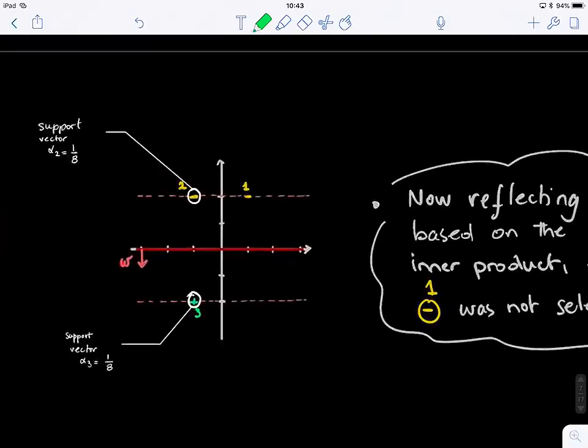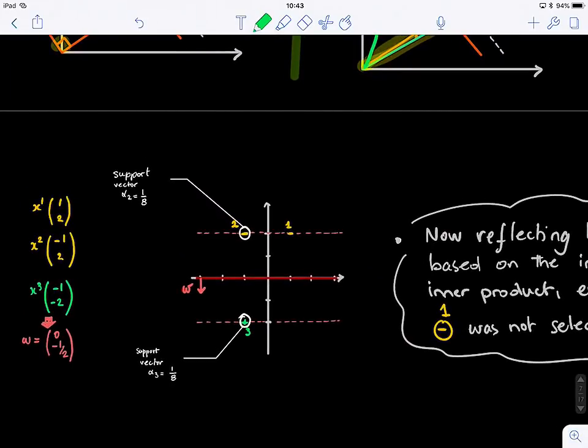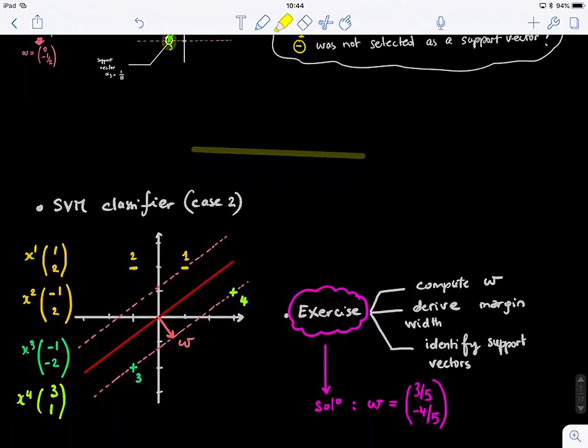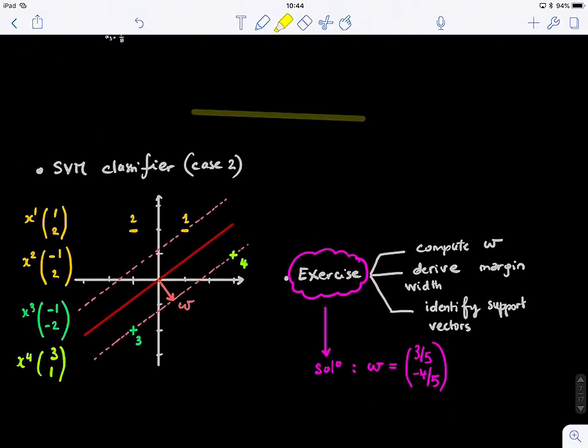So now if you look back at this one, what do you notice? The dot product between these two samples is much larger than the dot product between 3 and 1. And that's why in this case, SVM selected points 3 and 2 as support vectors, and it did not go for 1.